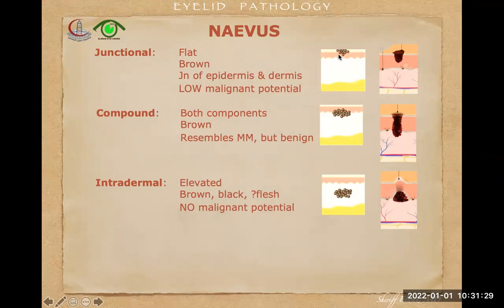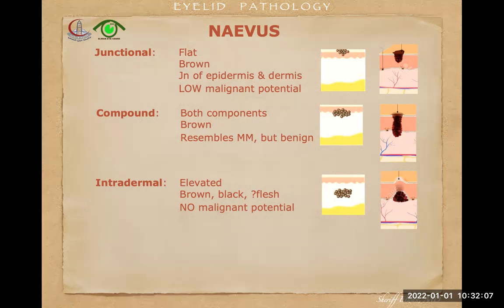So let's say epidermis and dermis. But this is not epidermis only, it's at the junction of the epidermis and dermis, so it's called junctional. These all are brown. This one has low malignant potential. This one resembles a malignant melanoma in being more branched, but it is benign in nature. And the dermal one, being deeper, looks black with no malignant potential.